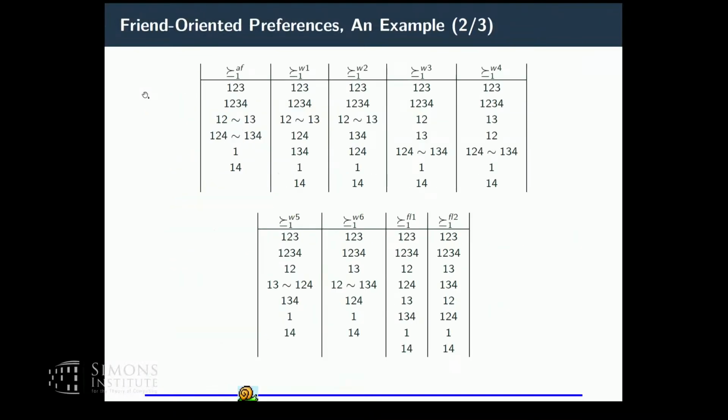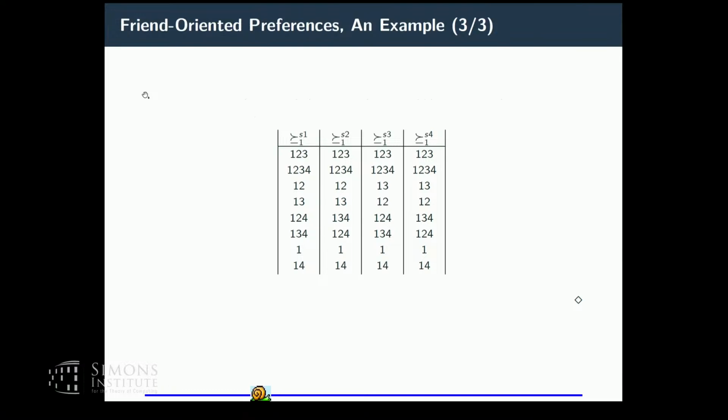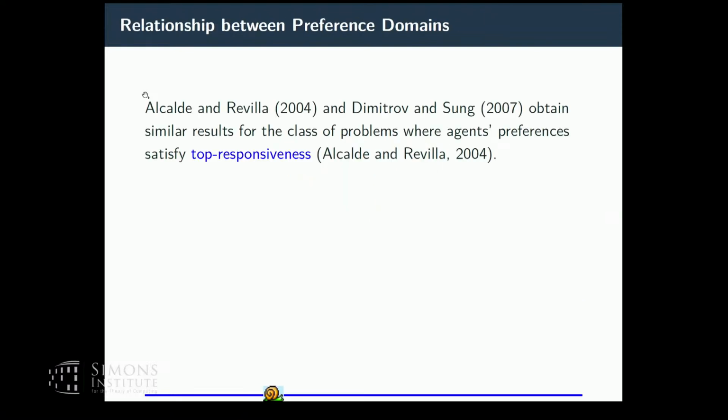So I'm just showing them to you here, the weak ones. These have some indifferences somewhere. Here you have the 2 lexicographic ones, 1 and 2. And here you have other strict friend-oriented preferences. So that's just for this simple example. You already see you have lots of friend-oriented preferences.